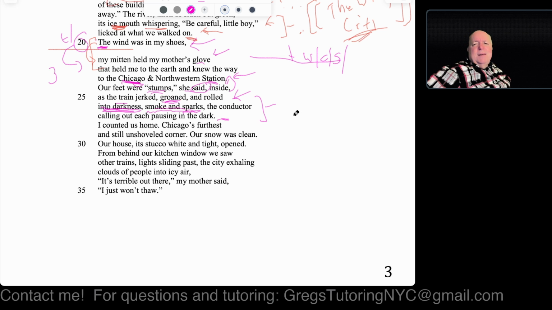So what does that mean? The conductor called out he's pausing in the dark. It just basically means the conductor called out every station they came to, and it was dark out, so the conductor did it in the dark. Or they entered a tunnel, right? So we still kind of need to figure that out. We don't really know what the darkness part is about.